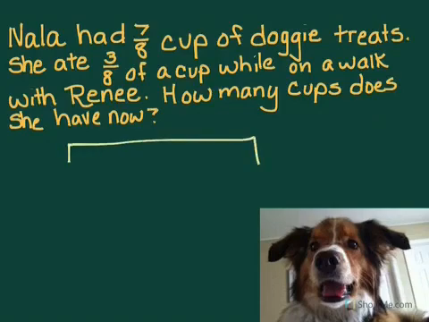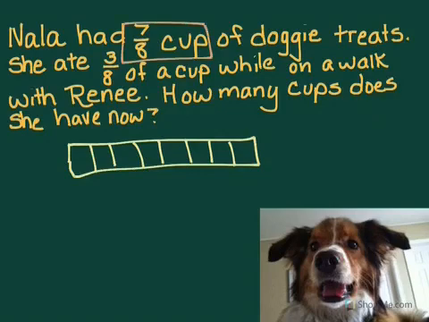So here I have a rectangle. My denominator is 8, so I'm going to split it into 8 equal parts. And my rectangle is going to represent 1 whole cup of dog food. Well, when I look at this, Nala started with only 7/8 of a cup. So I'm just going to shade in 7/8.